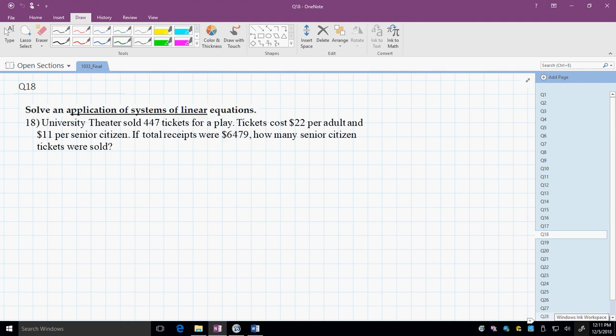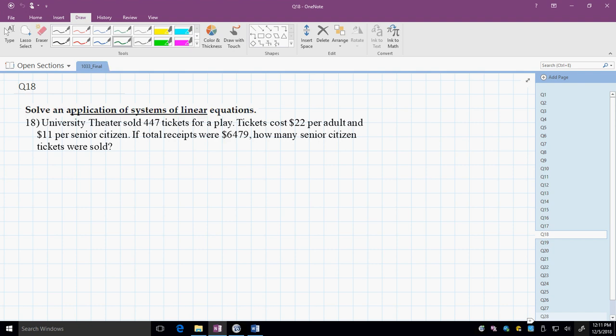University Theater sold 447 tickets for a play. Tickets cost $22 per adult and $11 per senior citizen. If total receipts were $6,479, how many senior citizen tickets were sold?